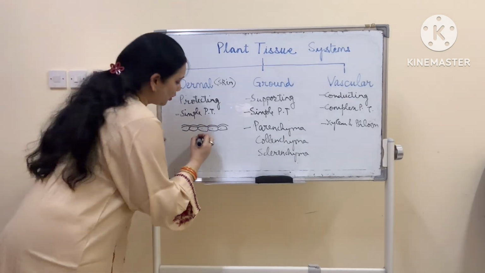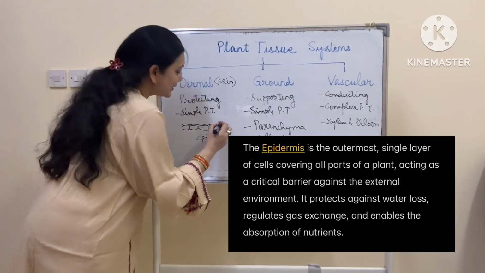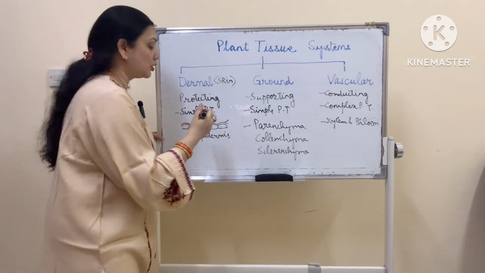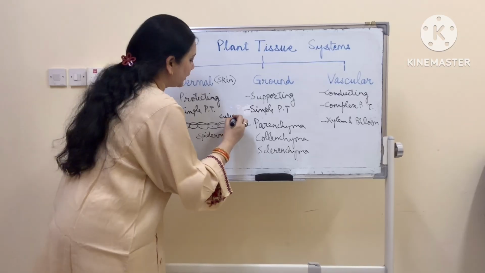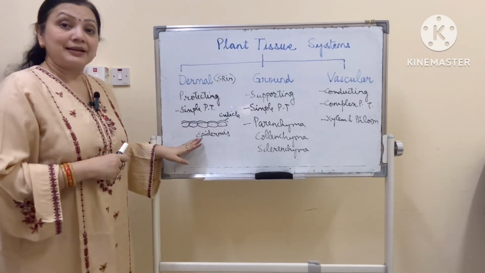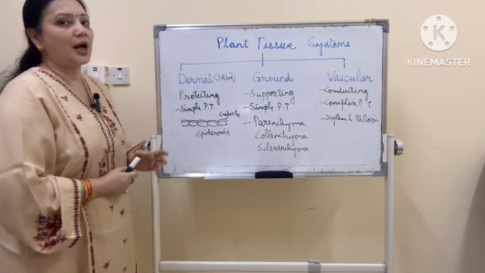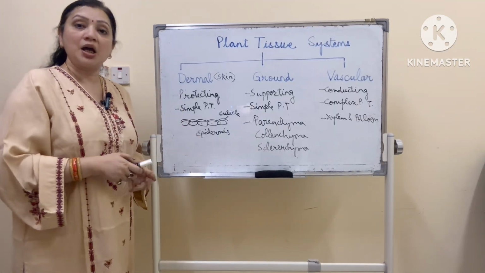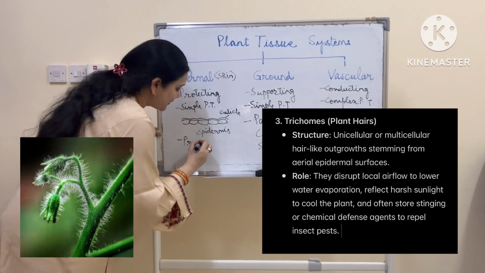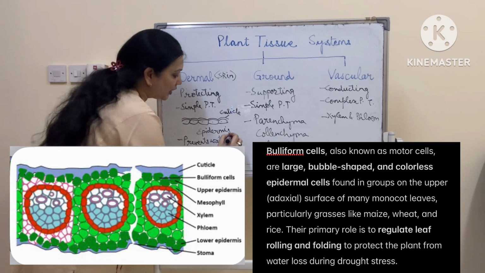This layer is known as epidermis, and this thin layer, it is made up of a substance called cutin. So this layer is called cuticle. This is a very important layer. It not only protects the plant from external injury and harsh environment, it prevents water loss. Unnecessary water loss is prevented by epidermis.